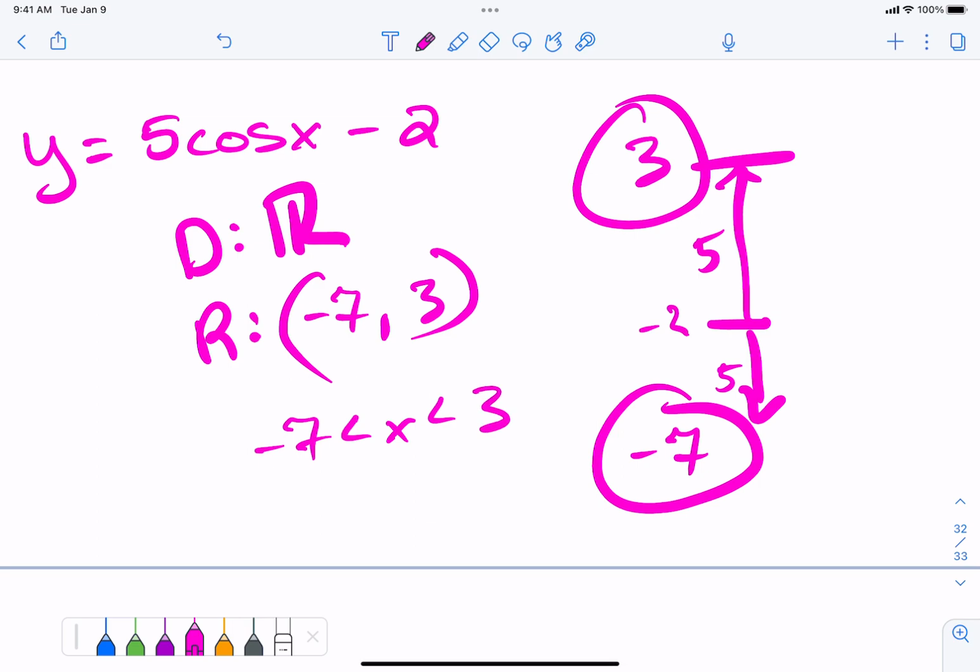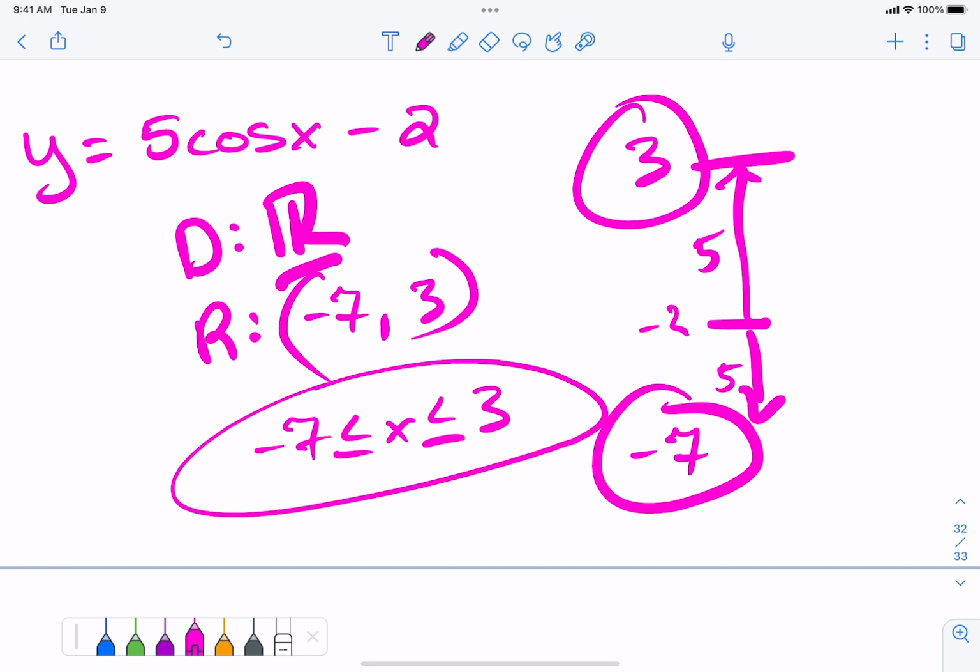Got it? Oh, should it be less than or equal to? Because it's actually going to touch them. So yes, we should do that. Which technically means these should be brackets right here for range, right?